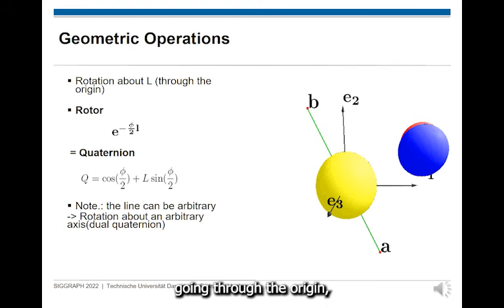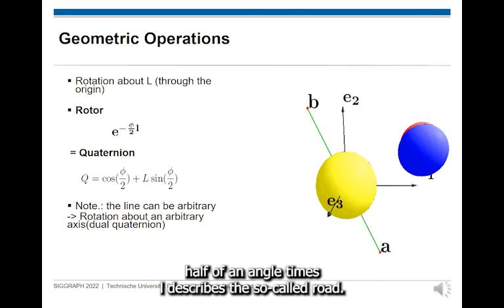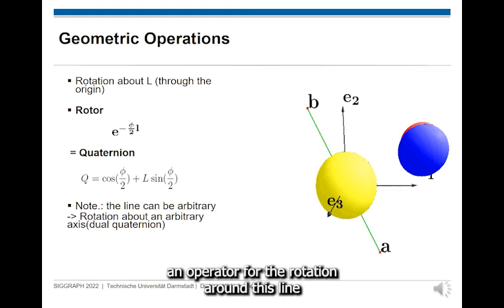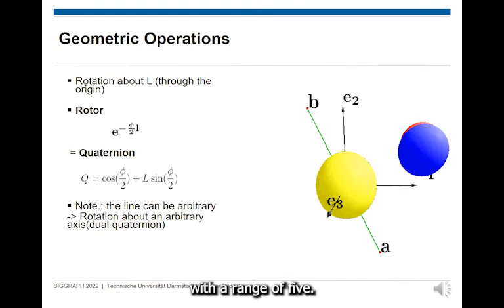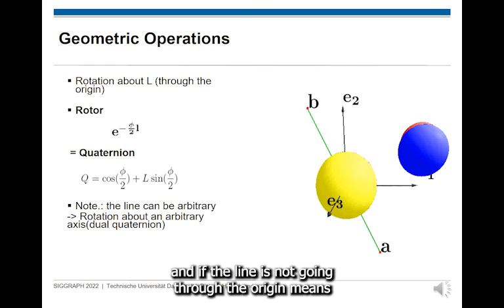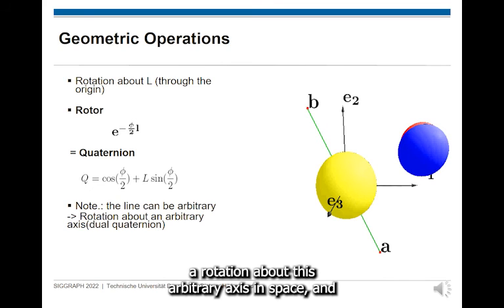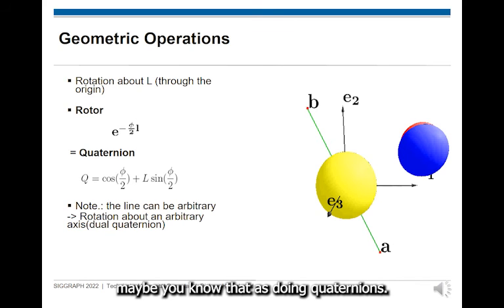And if we have a line going through the origin, the expression e to the power of minus half of an angle times L describes the so-called rotor, meaning an operator for the rotation around this line with angle phi. In principle, this is the same as a quaternion. And if the line is not going through the origin, meaning if it is arbitrary, this is also not a problem. The same expression e to the power of phi half times this line describes already a rotation about this arbitrary axis in space. And maybe you know that as dual quaternions.